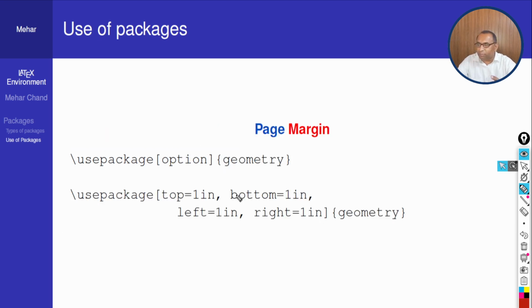Here you can see some more detail about the package. Here we are using geometry, and options will be used at this place. So here you can see top, left, bottom, right options are used at this place, 1 inch each, equal to 1 inch. You can customize according to your scientific document, and we can easily maintain the margin of our document.